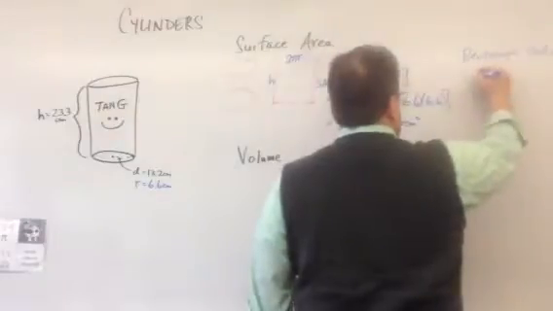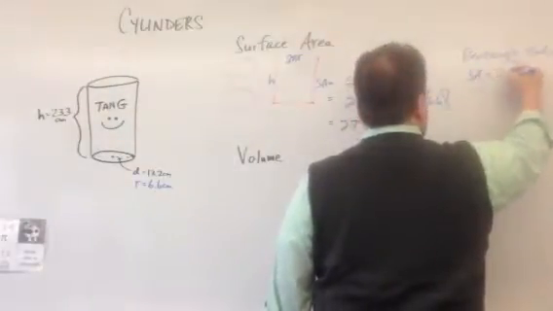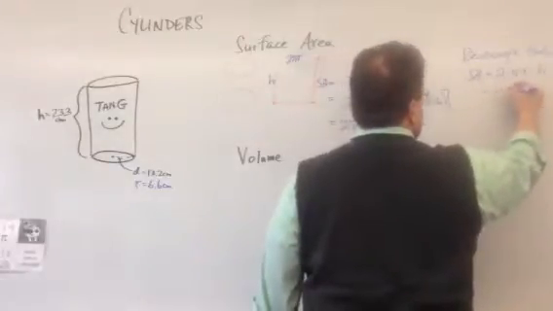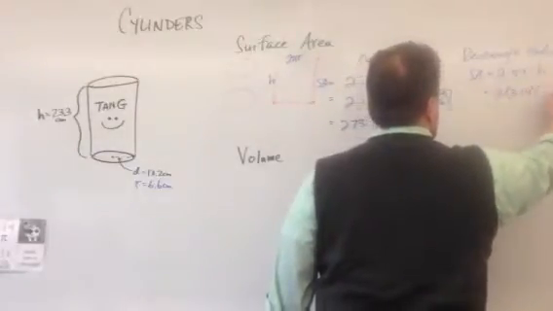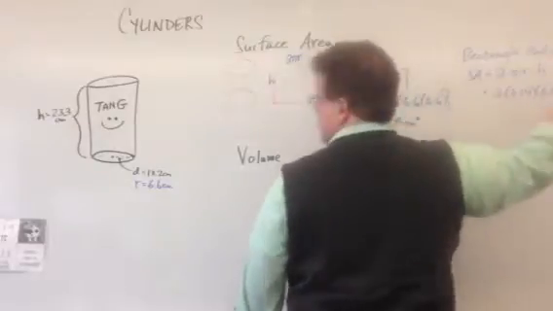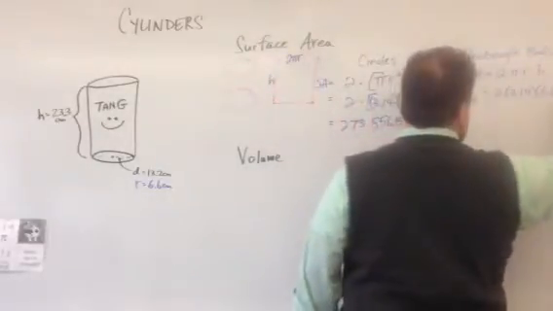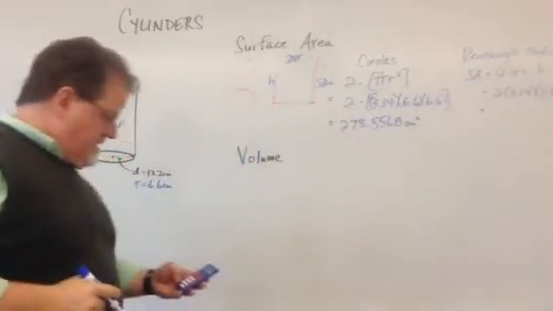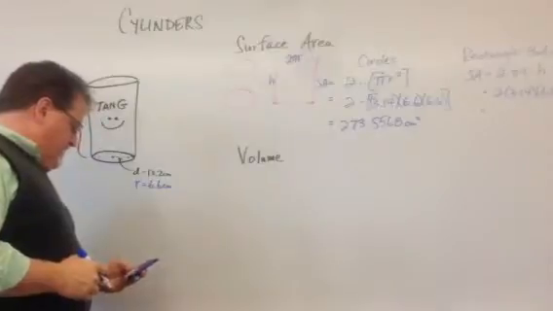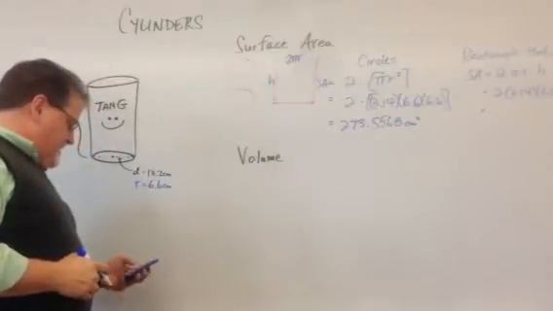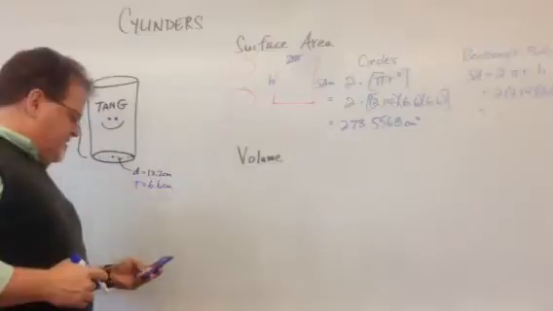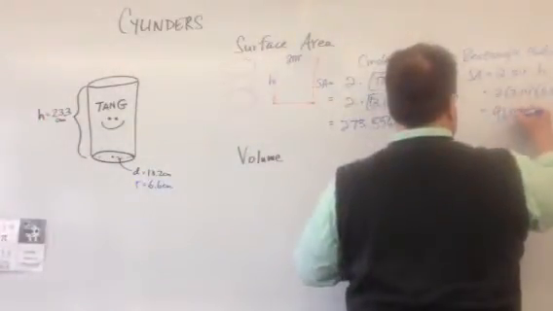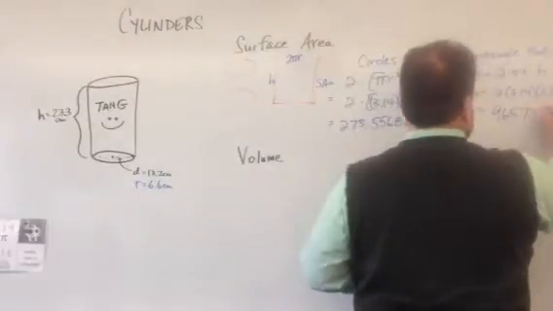So the surface area of the rectangle body is going to be 2 times pi times the radius times the height. So that's 2 times 3.14 times 6.6 times 23.3. So that's 965.7384.